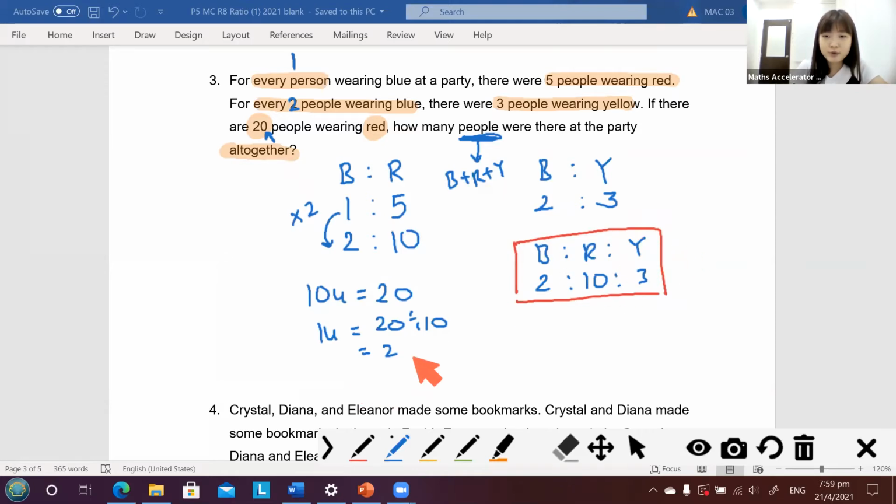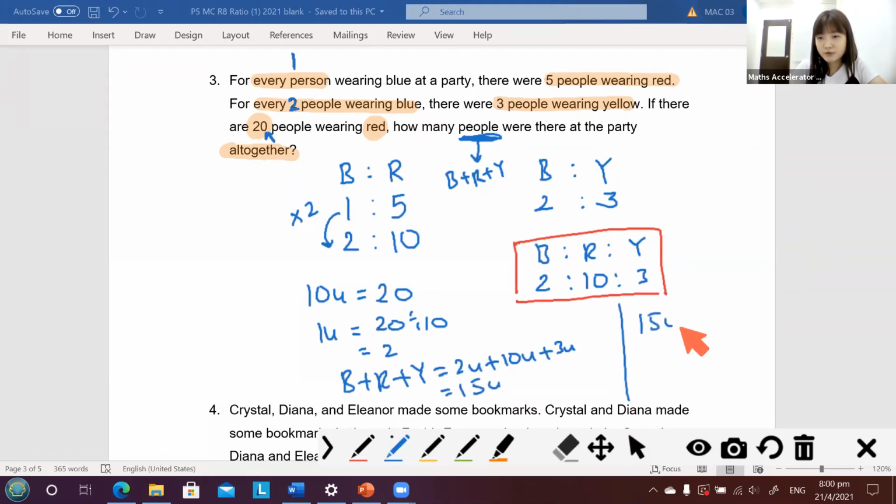The total for blue, red, and yellow is 2 plus 10 plus 3. So you have 15 units in total. But you cannot stop here because your one unit is 2 people. So if it's 15 units, you must look for people. 2 times 15, which is 30. So those of you who put 15, that's not correct, right? You have to multiply by 2 to get the 30 here.